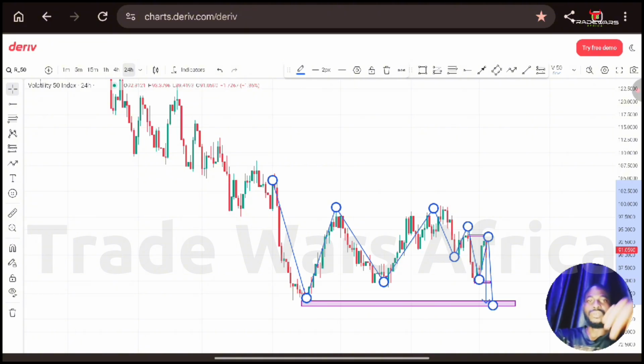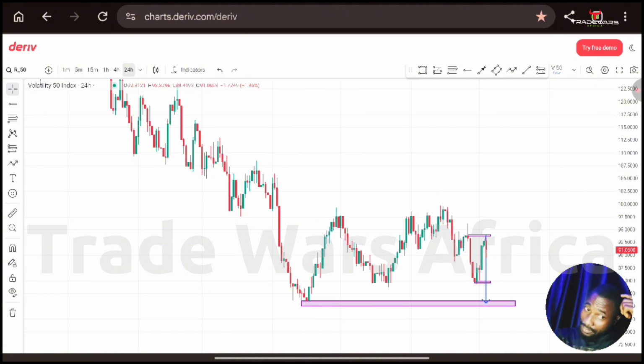One thing you should understand is this: anytime a market forms an equal high or an equal low, best believe the market wants to change. The trend wants to change, especially on the higher time frame. So we are done with the external structure, as some people call it. We will call it the overall trend of the market.